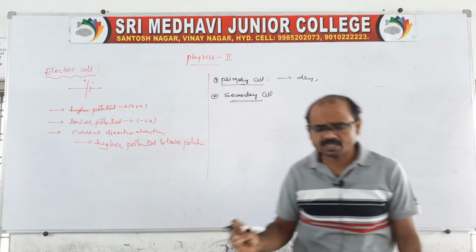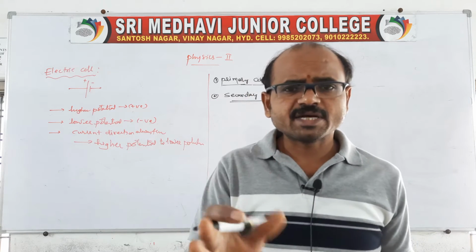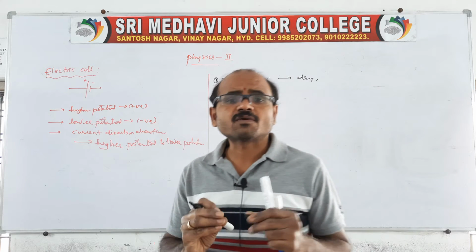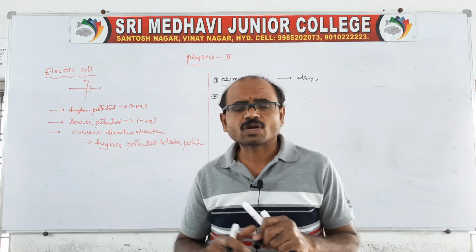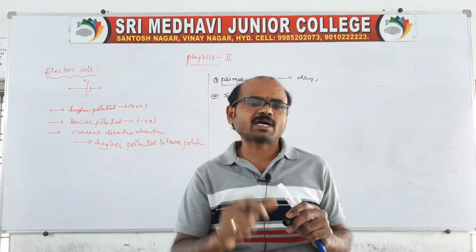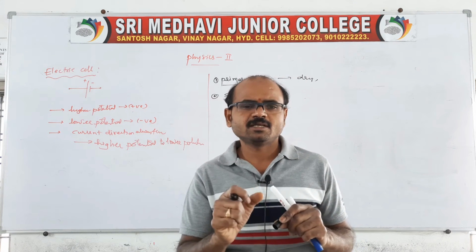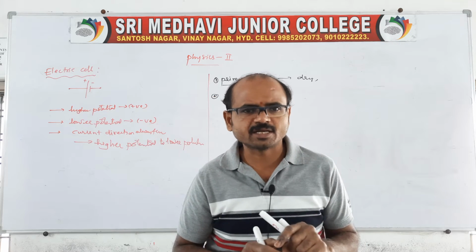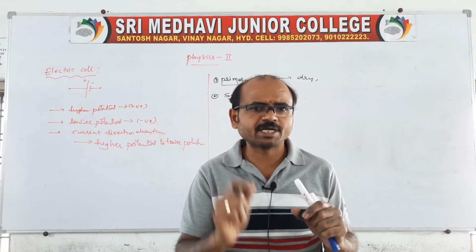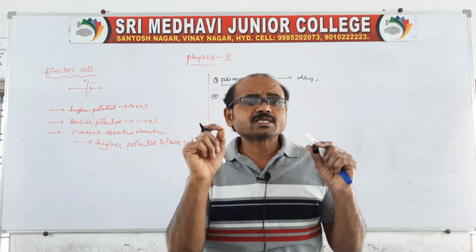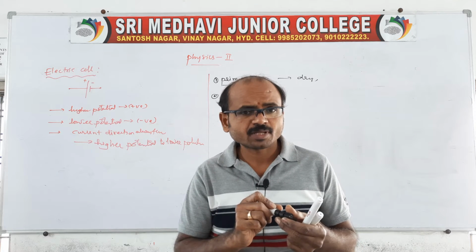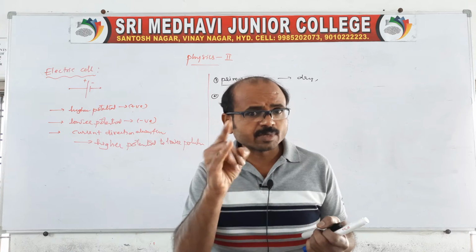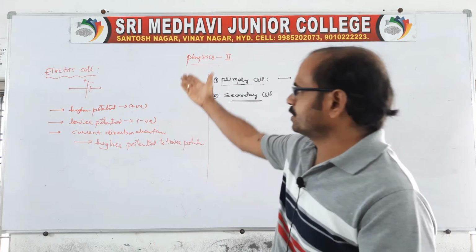An electrical cell is a device which maintains a constant potential difference at the ends of a conductor, or at the terminals of a battery. The two terminals are maintained with one at a higher potential and one at a lower potential, which provides a constant EMF or constant potential difference, either by chemical action or by mechanical action, which is very, very important.